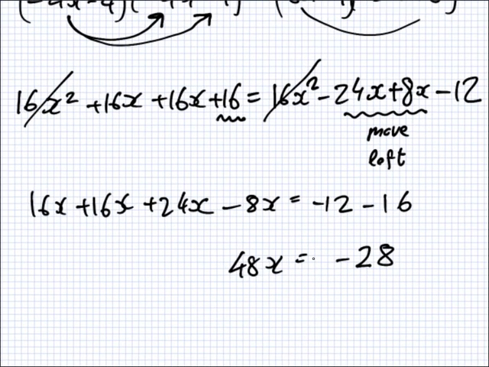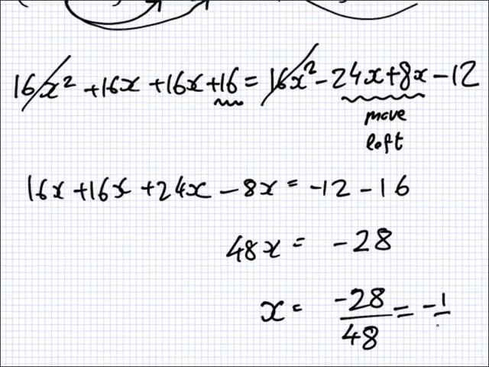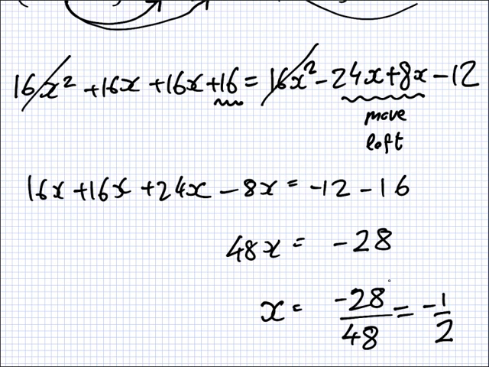So, what should I do next? x equals minus 28 over 48. No minus, just 48. What does this simplify to? Minus 1 over 2. That's the x. Okay? This is a hard one. You can write this down.